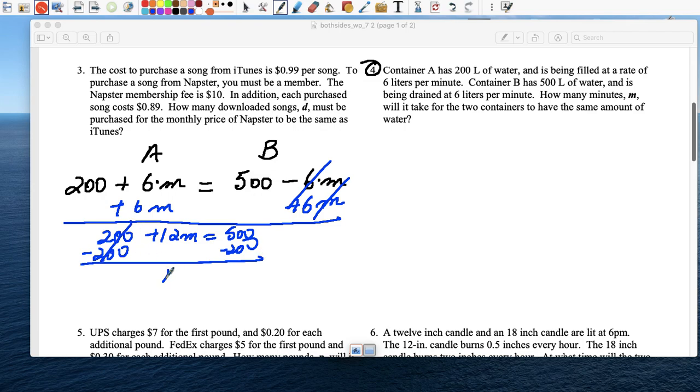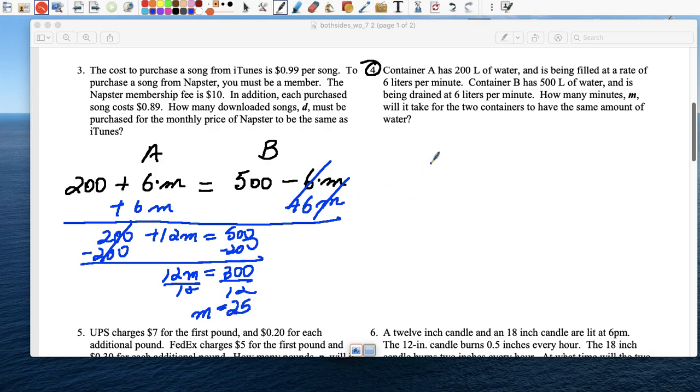That goes away. I get 12m equals 300. Divide this by 12, divide this by 12. And 300 divided by 12 is 25. So m equals 25. So in 25 minutes, the two containers are going to have the same amount.